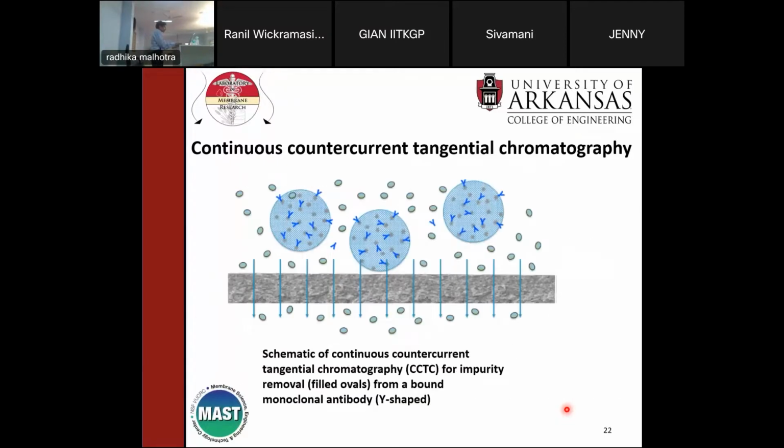Okay. So here's another example of this. So here are the resin particles, and basically continuous countercurrent tangential chromatography for impurity removal. Filled ovals form a bound monoclonal antibody, and you can see these are in the Y shape, and then the contaminants are being taken out through the membrane, okay?